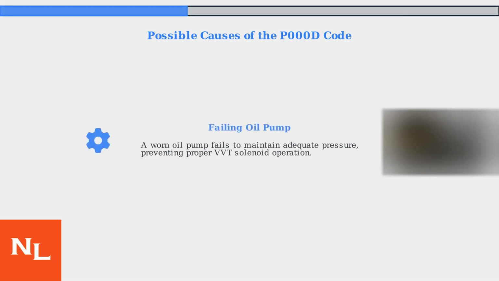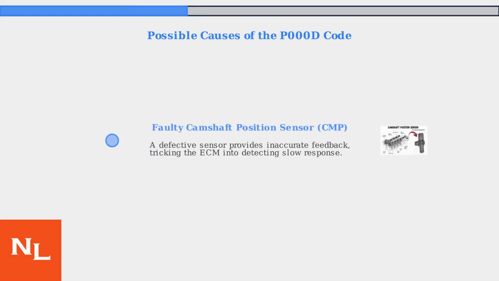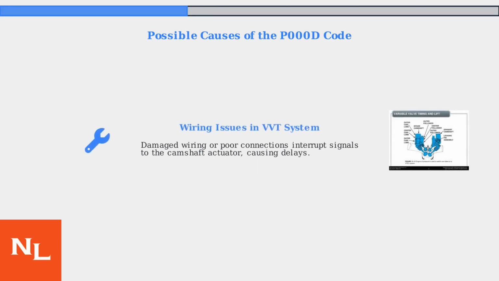A failing oil pump cannot maintain the necessary oil pressure for the variable valve timing system, causing the solenoid to malfunction. A stretched timing chain can cause misalignment in camshaft timing, resulting in slow response from the camshaft position actuator. A faulty camshaft position sensor may send incorrect signals to the engine control module, causing it to perceive a slow response when none exists. Wiring issues, such as damaged connections or shorts in the variable valve timing system, can prevent proper communication with the camshaft actuator.